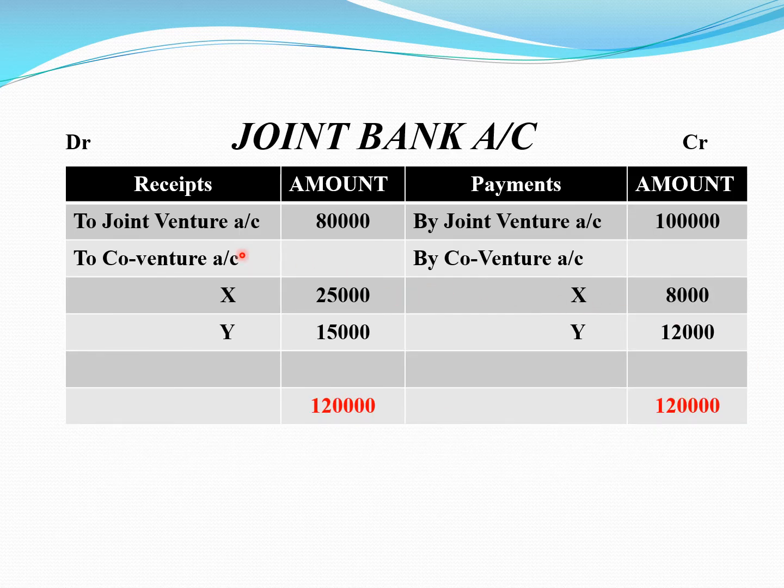Joint bank account, receipt side, to joint venture sale. The total sale value, contract value, is 1 lakh. Out of 1 lakh, shares are taken by X and the remaining 80,000 cash is received. So debit side, to joint venture 80,000, sale of contract. Then co-venture contributed capital 25,000 and 15,000. And on the payment side, by joint venture expenses paid for wages and materials. And then co-ventures final settlement X and Y, 8,000 and 12,000. So the total of the bank account will be 1,20,000.